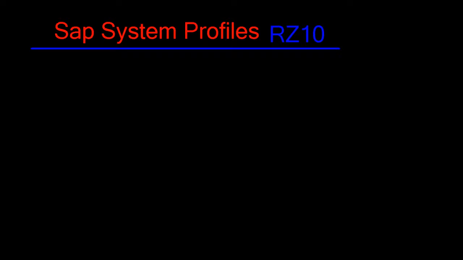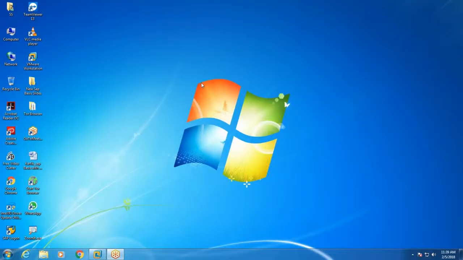So system profiles, the T-code is RZ10. So I think you know RZ10. So already we discussed RZ10 at the time of SAP start enable.